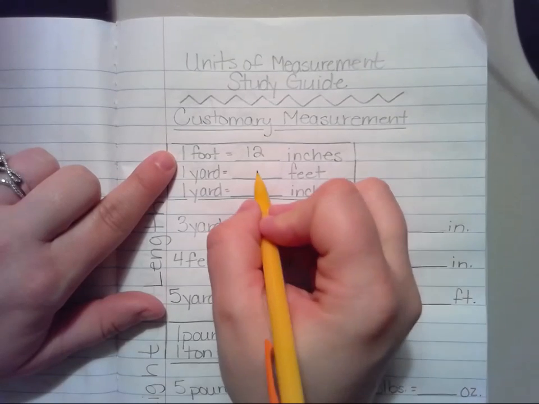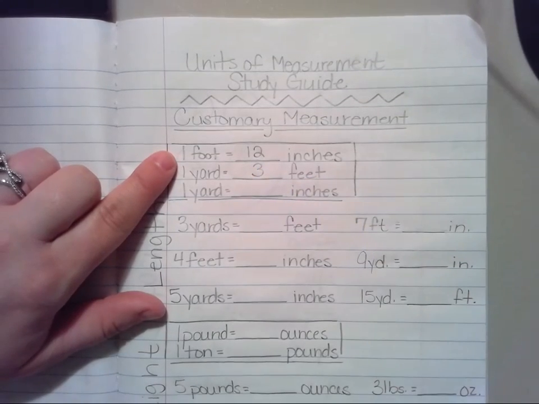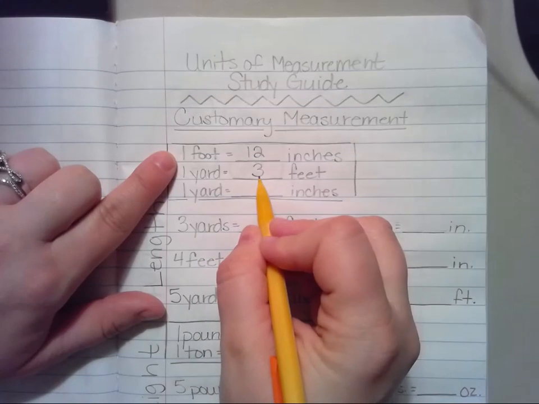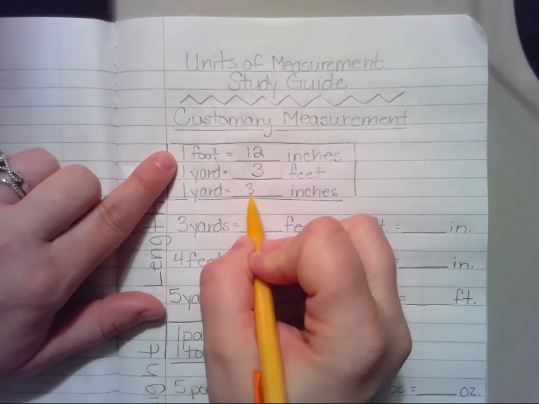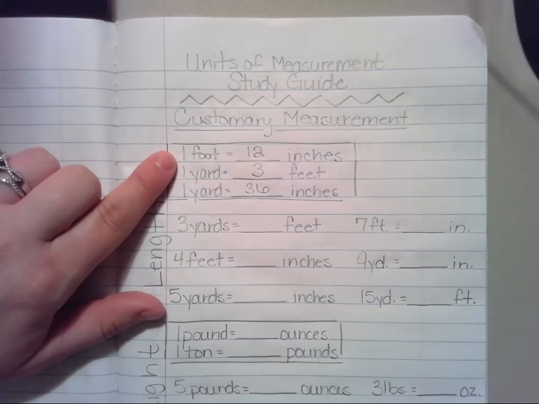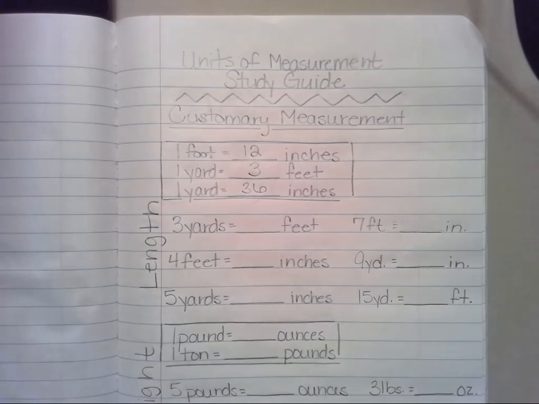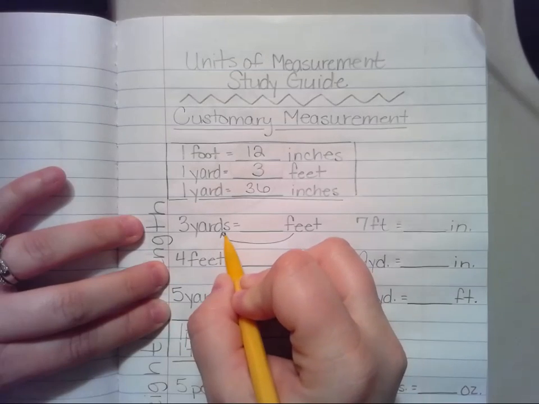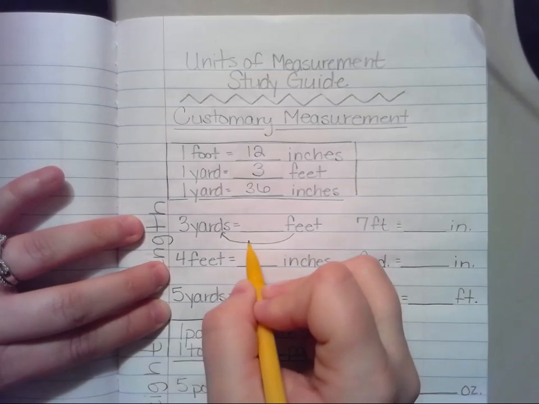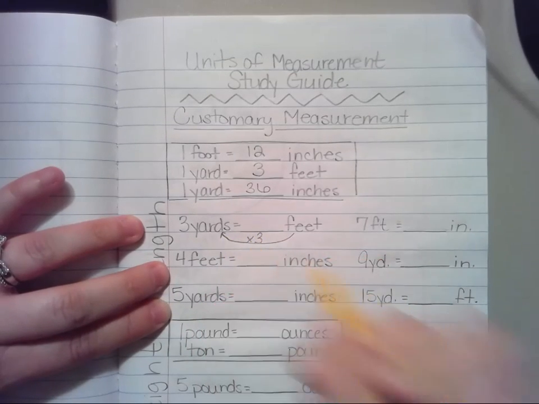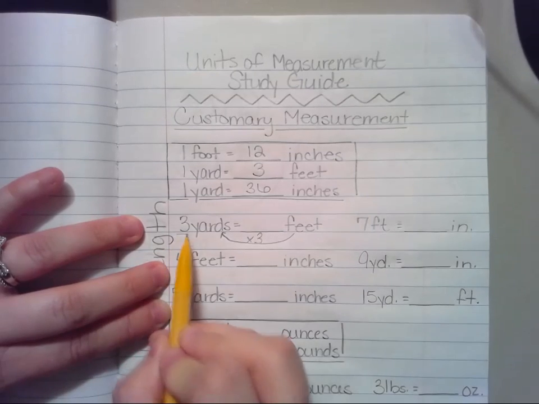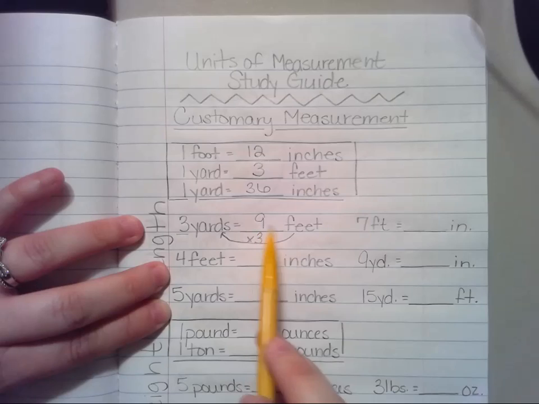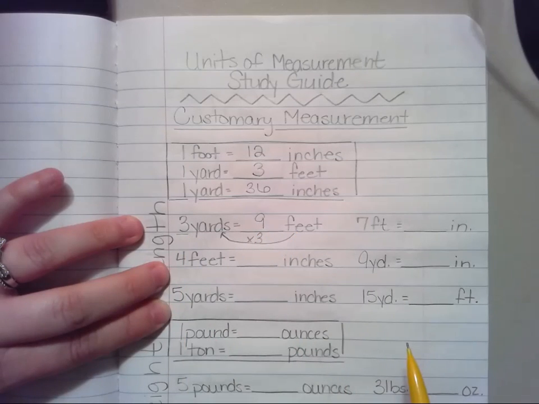1 yard is equal to 3 feet. And 1 yard is equal to 3 times 12, 36 inches. So when we're converting, we ask ourselves, how many feet does it take to give me 1 yard? It takes 3. So 3 times 3 is 9. There are 9 feet in 3 yards.